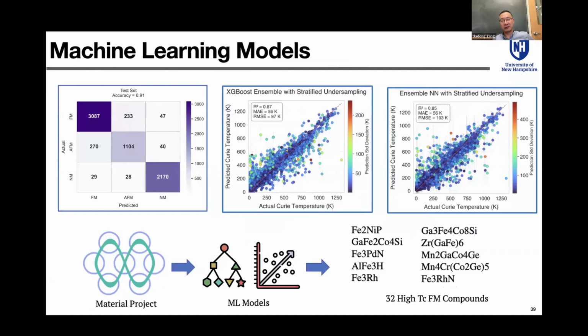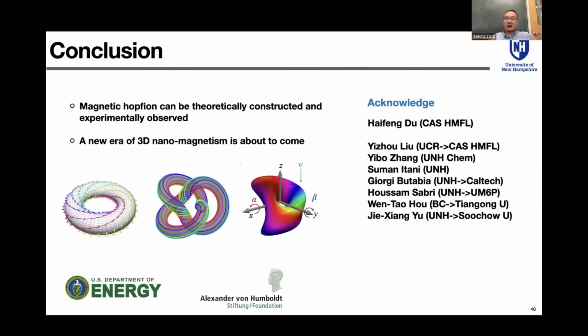some new ferromagnetic materials with high Curie temperatures. So I hope that this can address some challenges in this community. So with this, I will skip the conclusion and thank you for your attention.